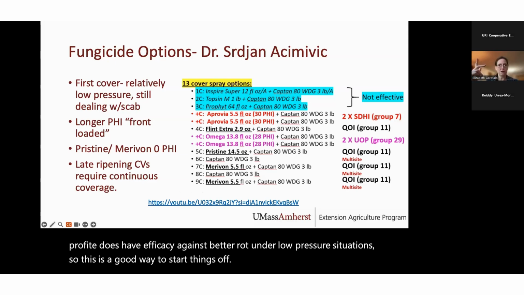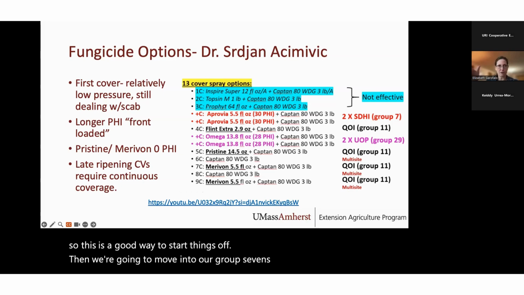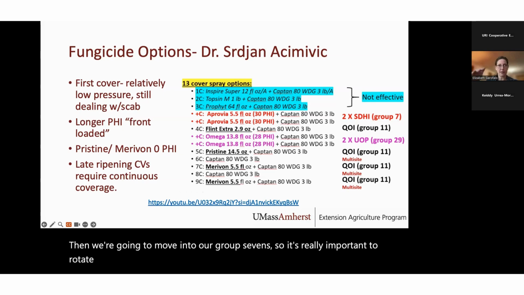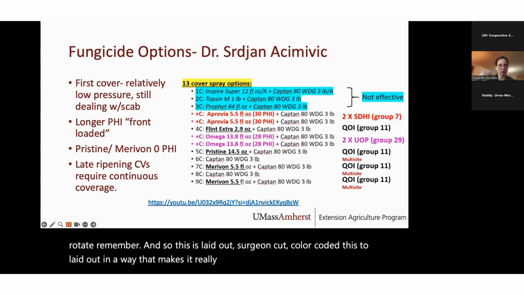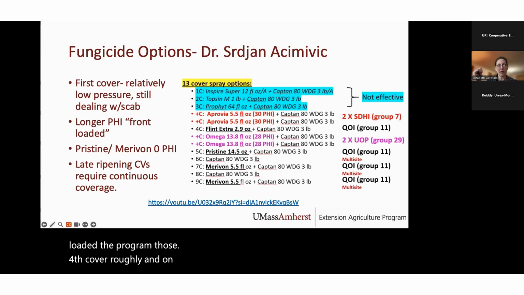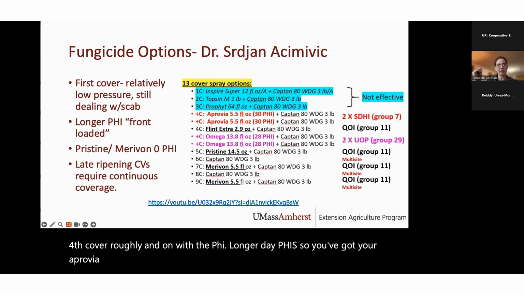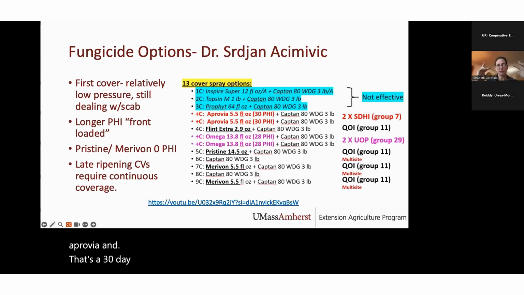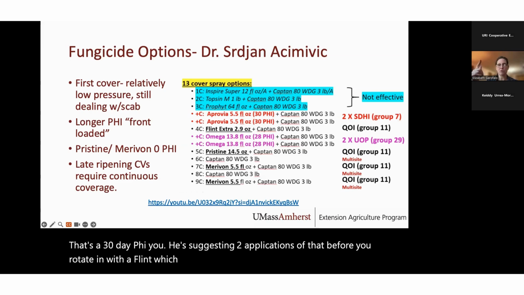Then we're going to move into our group sevens. It's really important to rotate, remember? Surgeon color coded this to lay it out in a way that makes it really easy to see the rotational options. One of the things he has done is front load the program, with the longer-day PHIs from roughly the fourth cover and on. So you've got your Aprovia, and that's a 30-day PHI. He's suggesting 2 applications of that before you rotate in with a Flint, which is a FRAC 11.